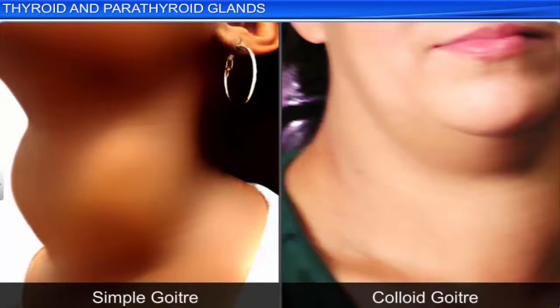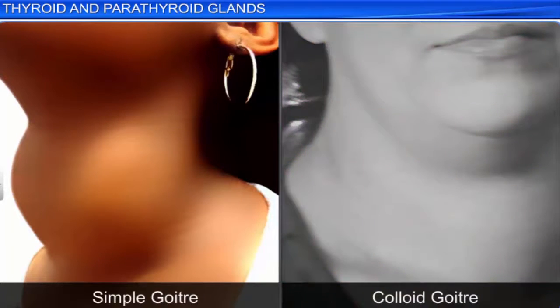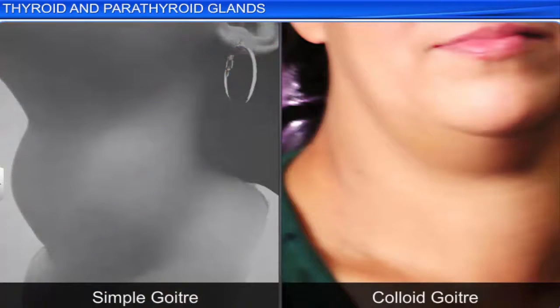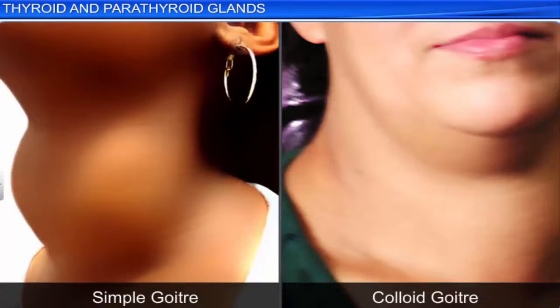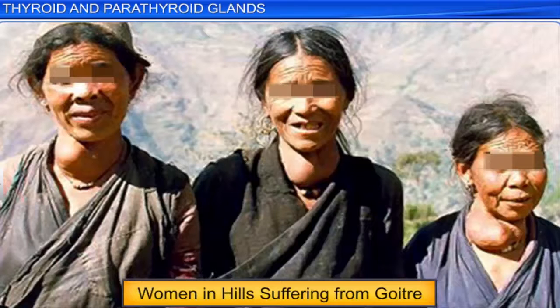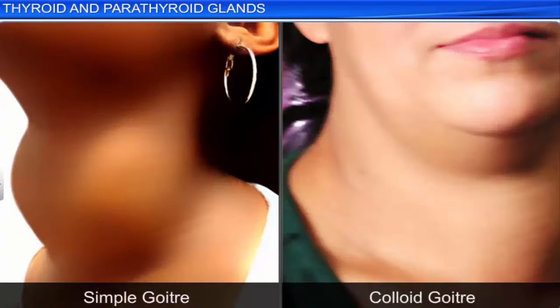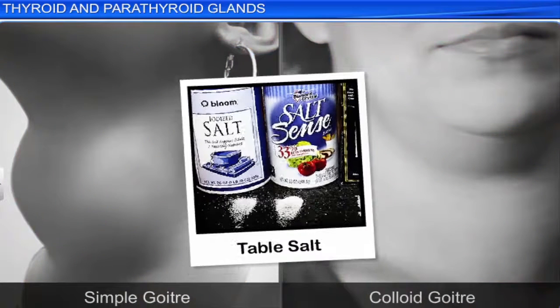Deficiency of iodine in our diet can lead to hypothyroidism, which causes simple or colloid goiter. It is characterized by the enlargement of the thyroid gland. Goiter is a non-genetic disease commonly found in people in hilly regions. To prevent goiter, table salt is iodized these days.